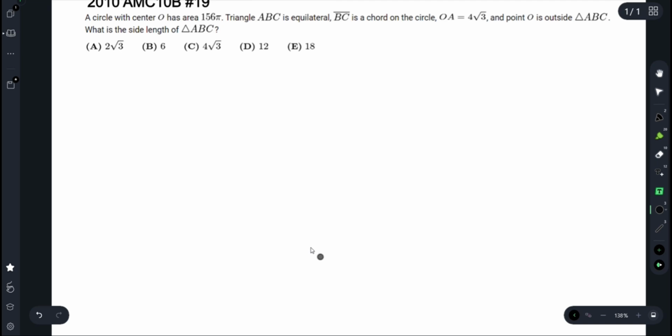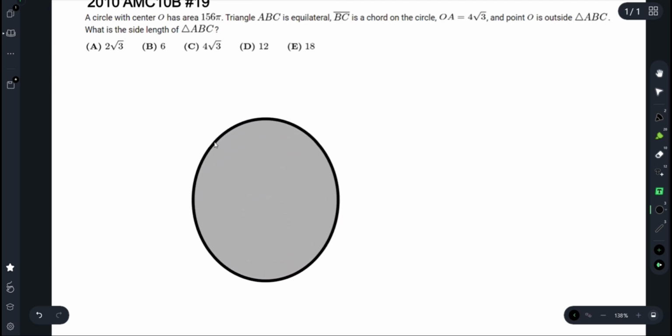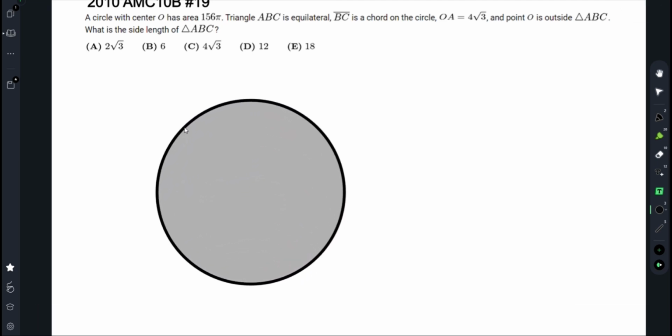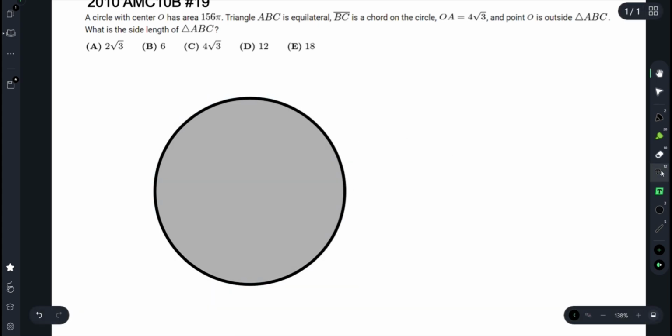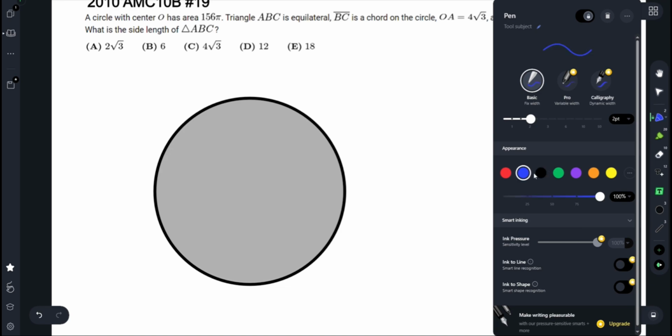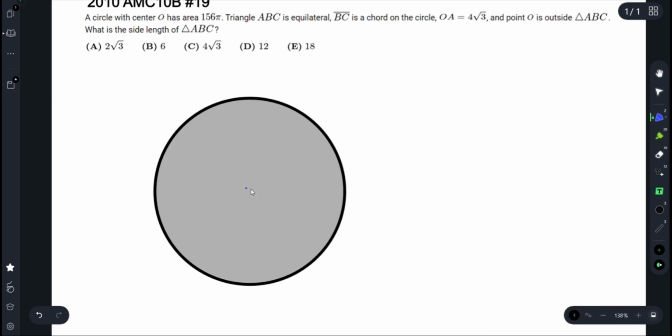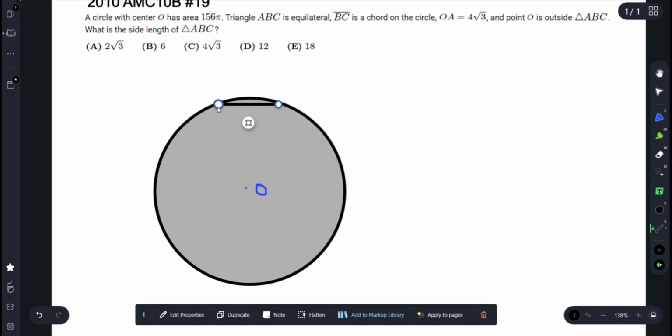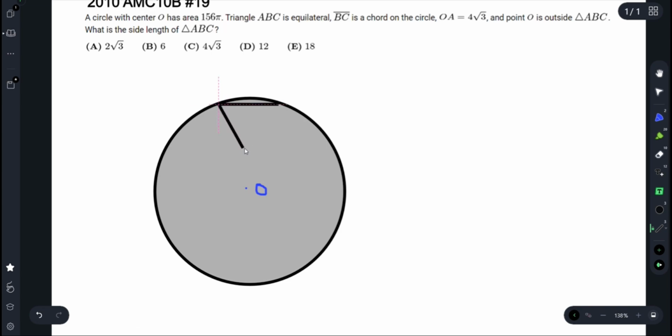So we can start by drawing a graph right here. So we have a circle right here with center O. And we have a triangle like this. So you might be like, well, how do you know the triangle's inside? It doesn't tell you that.